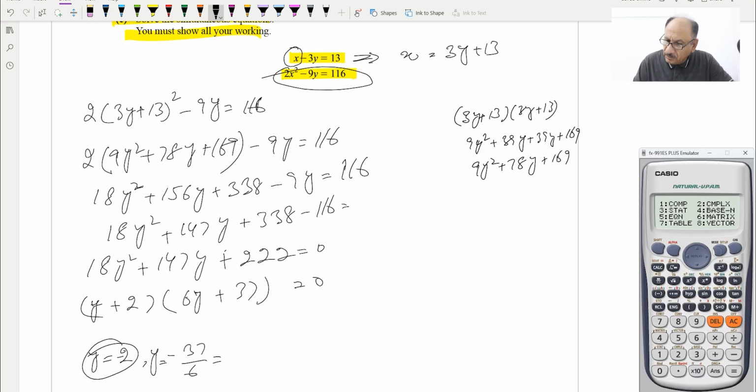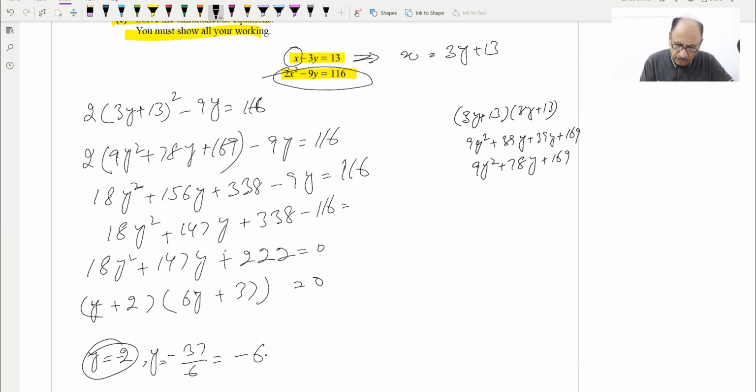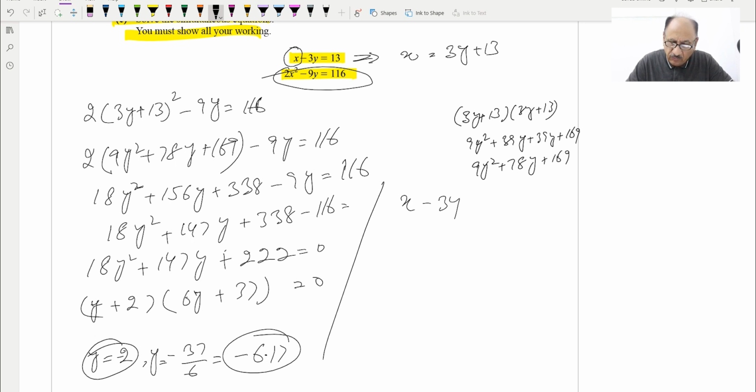which is basically 37 over 6, will be 6.16 or 17. So minus 6.17 will be the second y value. Now we can replace and check for the x value. So x minus 3y is equal to 13. This is the equation which we are using.